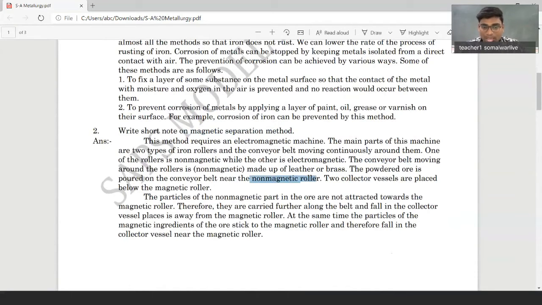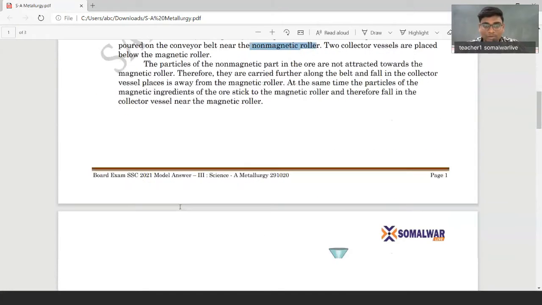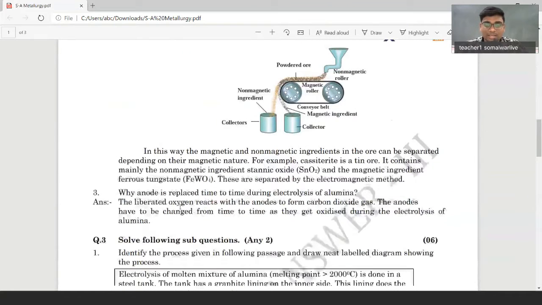You have to remember this. A very important point is for which kind of ore this magnetic separation is used. Stannic oxide and ferrous tungstate are the two important ores from which metals are extracted by the process of magnetic separation. So you have to remember only this, and you can extend as you wish.